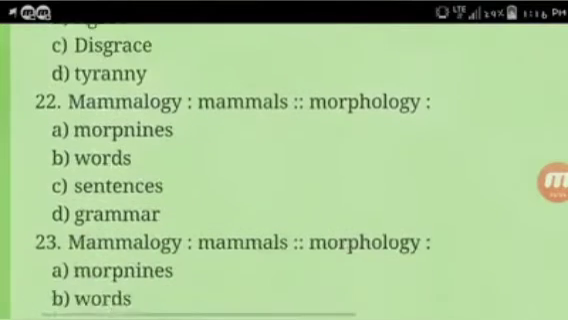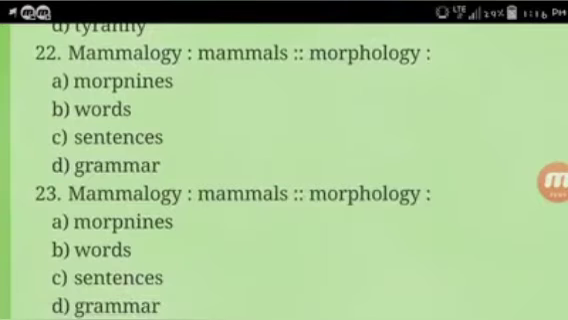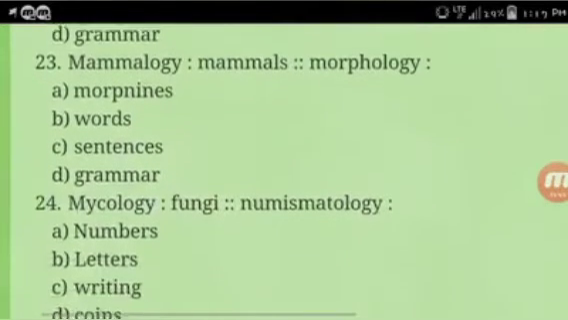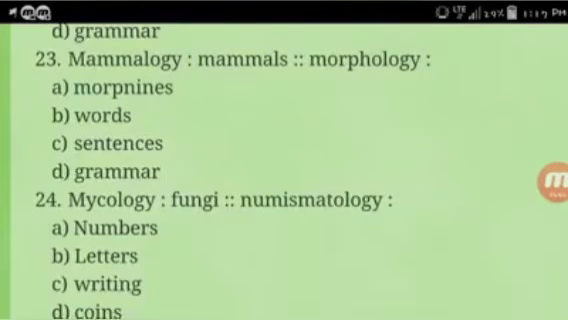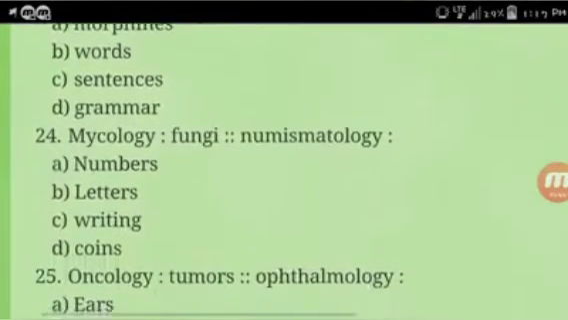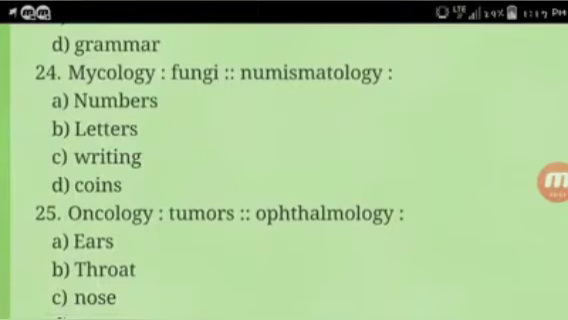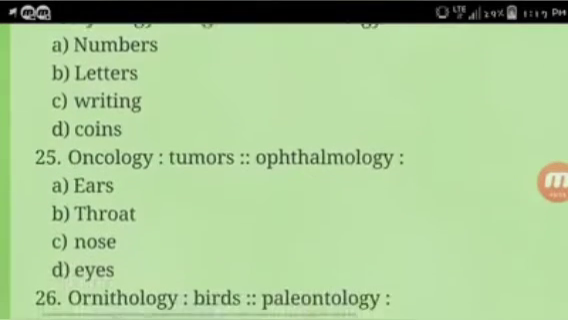Letter D. Next one, abandon, discard. Accord means agree. Next, number 22, mammalogy, mammals. Morphology studies forms. Good. Next one, mammalogy, mammals, and morphology again. It's repeated anyway. Next one, mycology is fungi.